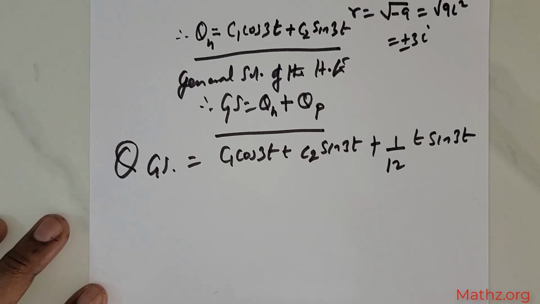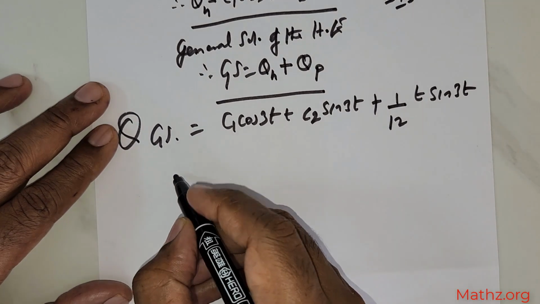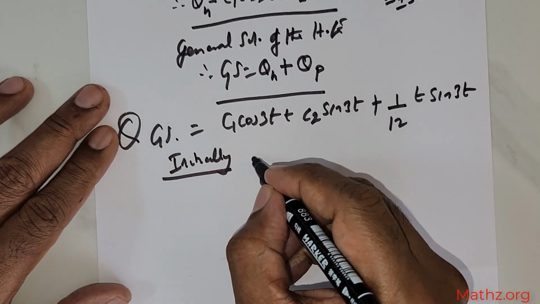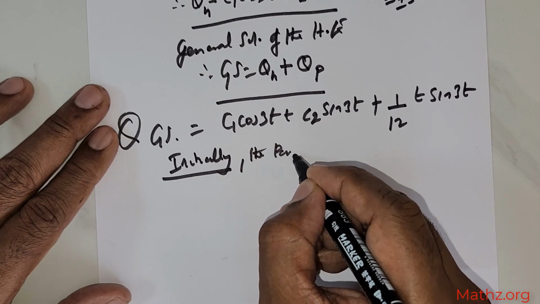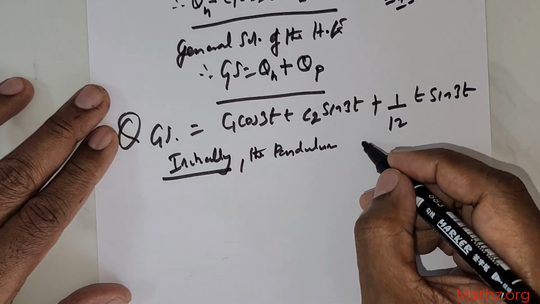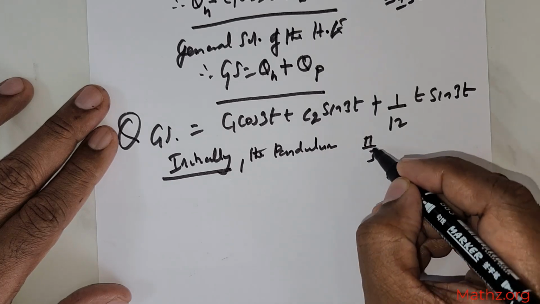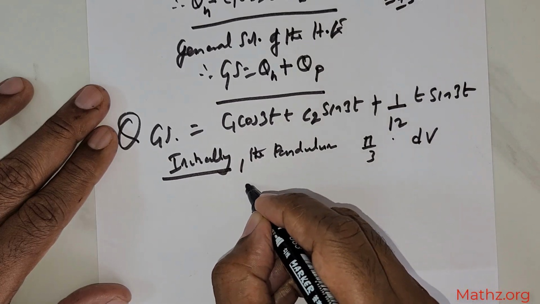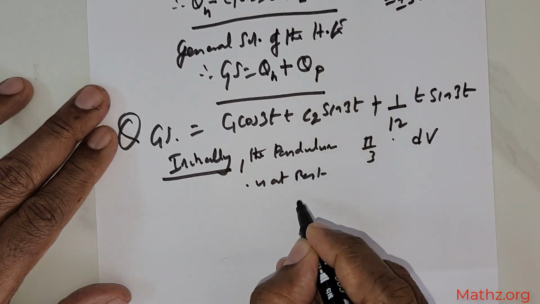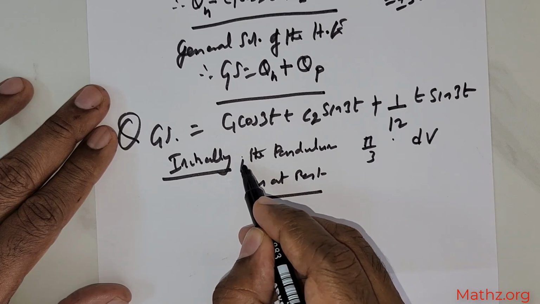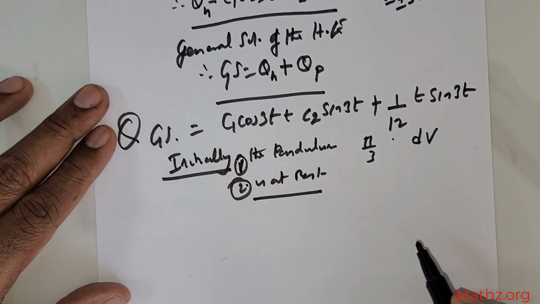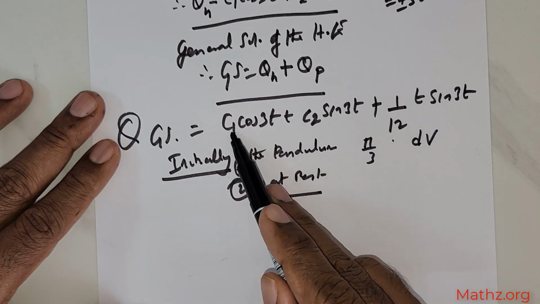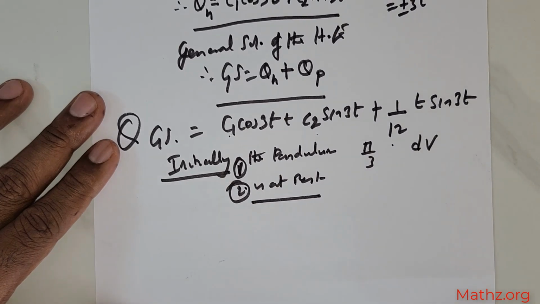Now we got the next part to do. Now we have been given two pieces of information. Initially, this is a very important word, the pendulum makes an angle of pi over 3 radians with the downward vertical. Okay, that's one point. The next point is at rest. So we will have to use these two components. So probably I'll write it as 1 and write this as 2. And using these two pieces of information, we will have to get the values of the constants C1 and C2.